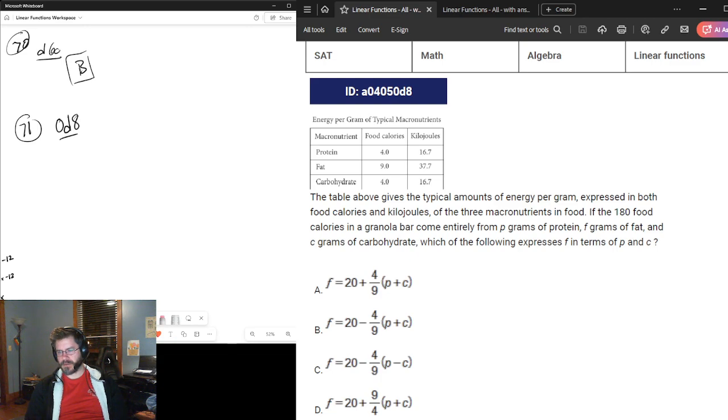If you subtract the 20 over, you'd get 20 as the y-coordinate, c is the x-coordinate, and negative 4/9 is the slope. That last one has 9/4. All right, let's see what's going on.